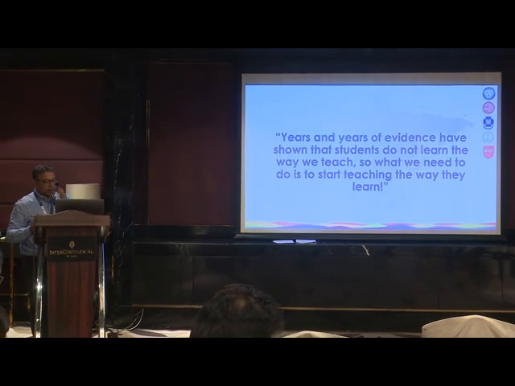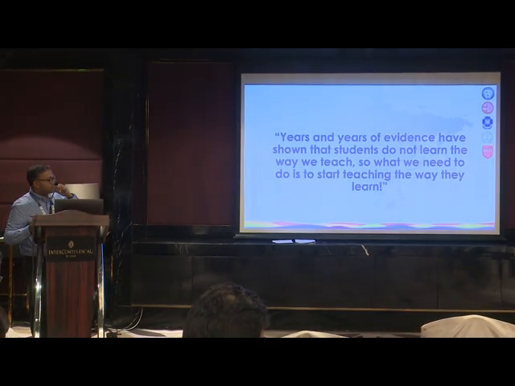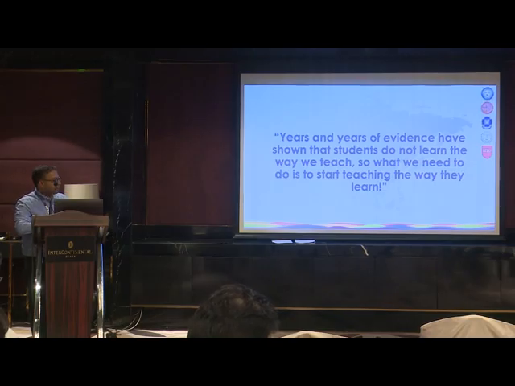There is an inspiring sentence that I learned in a previous learning session: years and years of evidence have shown that students do not learn the way we teach.